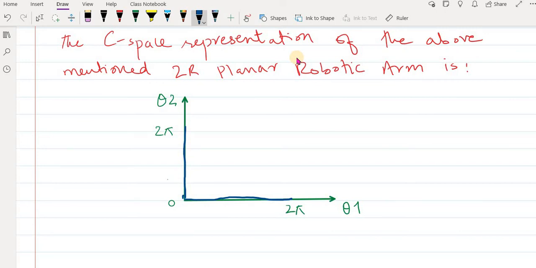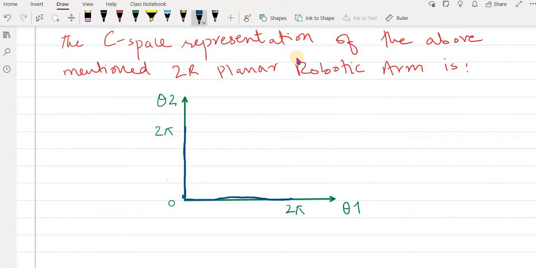So this is considering when individual motions are carried out. For example, the lower blue line is when the second link was not moving, only the first link was moving, so it moved from 0 to 2 pi, but the second link was always at 0. And this vertical blue line is when link 1 was at 0, but only link 2 was moving from 0 to 2 pi, a complete rotation.